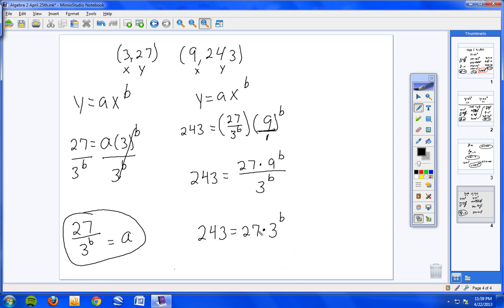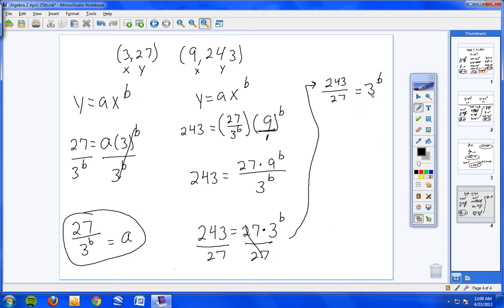Remember, you're solving an exponential equation now. So the first thing you want to do is divide both sides by 27. Okay? So I'm going to do that right up here. We're going to divide both sides by 27. So we have 243 over 27 equals 3 to the b. Do you see what I did? I divided this side by 27. Those canceled. And I divided this side by 27.